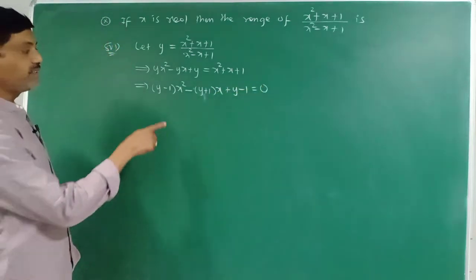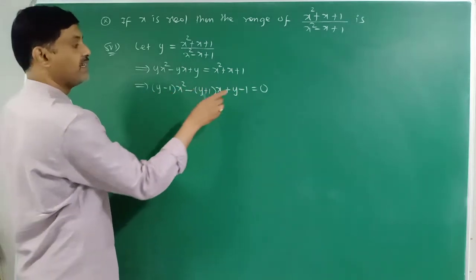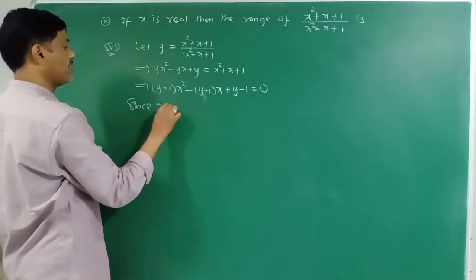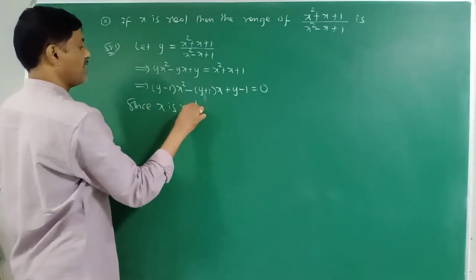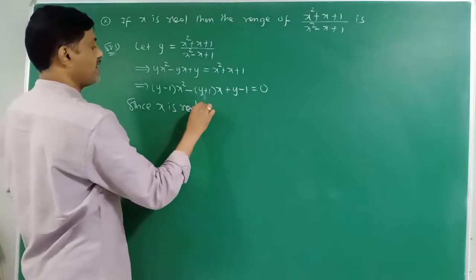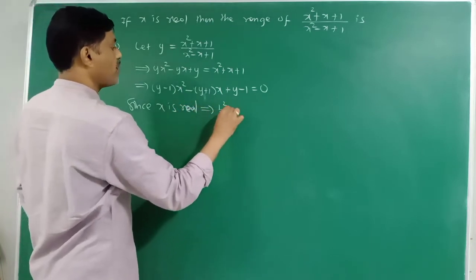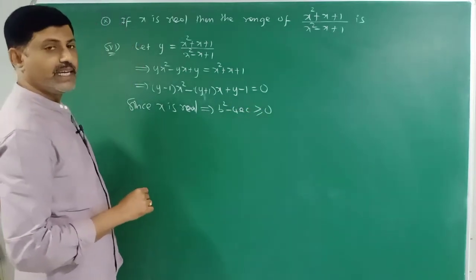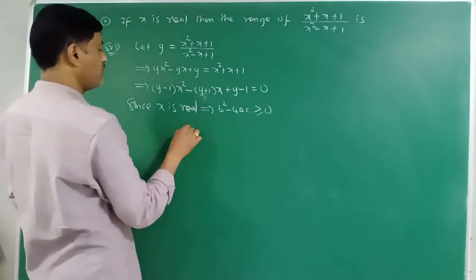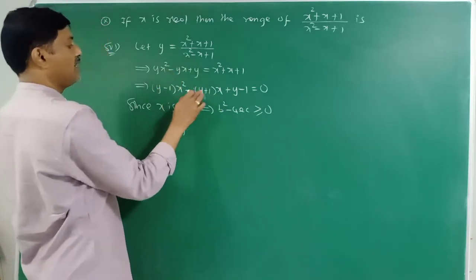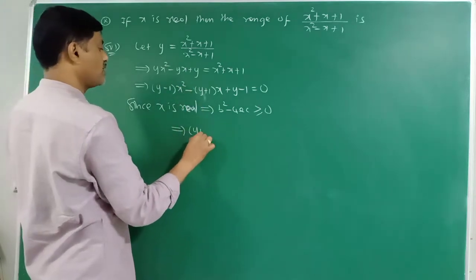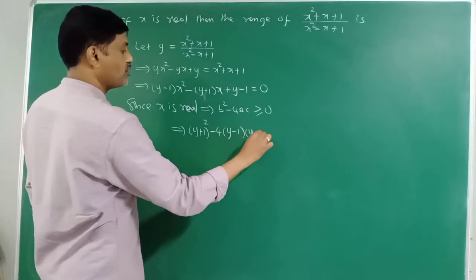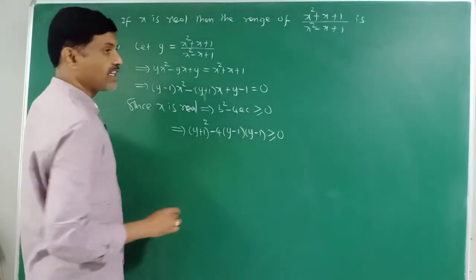Now it is a quadratic equation in x. Since x is real, that implies b square minus 4ac is always greater than or equal to 0. Discriminant is greater than or equal to 0. What is b here? Minus of (y plus 1), whole square, that is (y plus 1) whole square, minus 4 times a, which is y minus 1, c is also y minus 1, greater than or equal to 0.